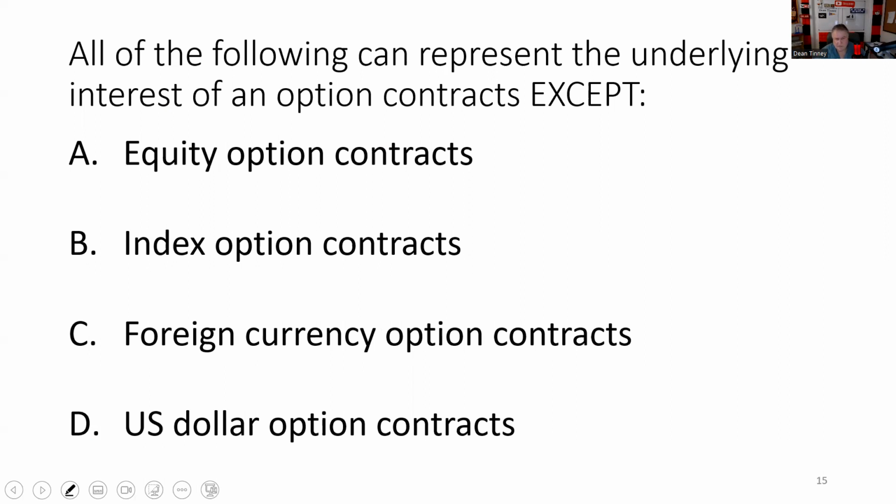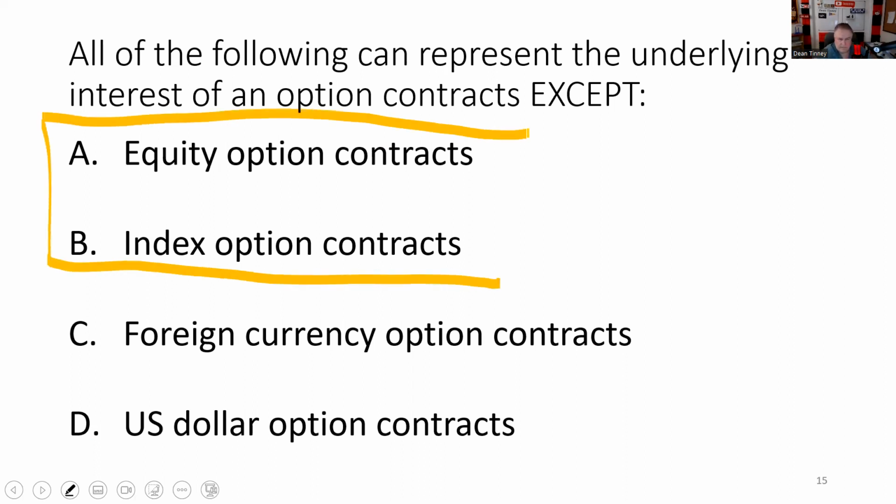I also wanted you to have a general understanding in this question. You could also use index options to speculate or hedge. I didn't really care about my C and D choice. The main point here is I just want you to be able on your SIE to distinguish between these two types of contracts. So to make this practice question, I just threw in the C, which is true.